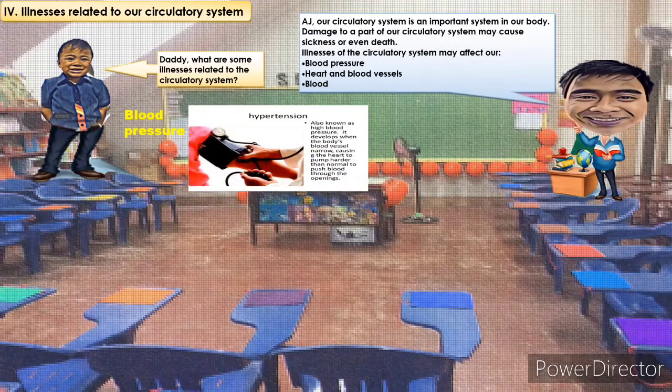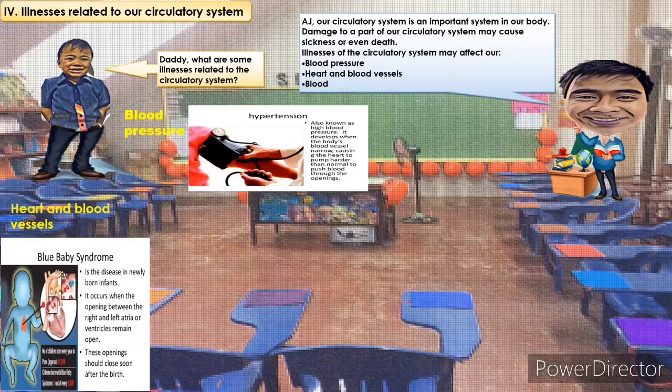Hypertension, also known as high blood pressure. It develops when the body's blood vessels narrow, causing the heart to pump harder than normal to push blood through the openings. Blue baby syndrome. It is a disease in newly born infants. It occurs when the opening between the right and left atria or ventricles remain open. This opening should close soon after the birth.